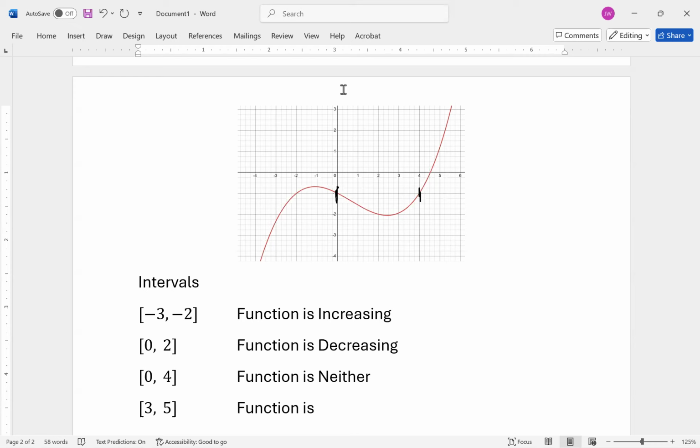What about from 3 to 5? Well, from x value of 3 to x value of 5, the function in that section is going up. And so we would say that the function is increasing in that section.